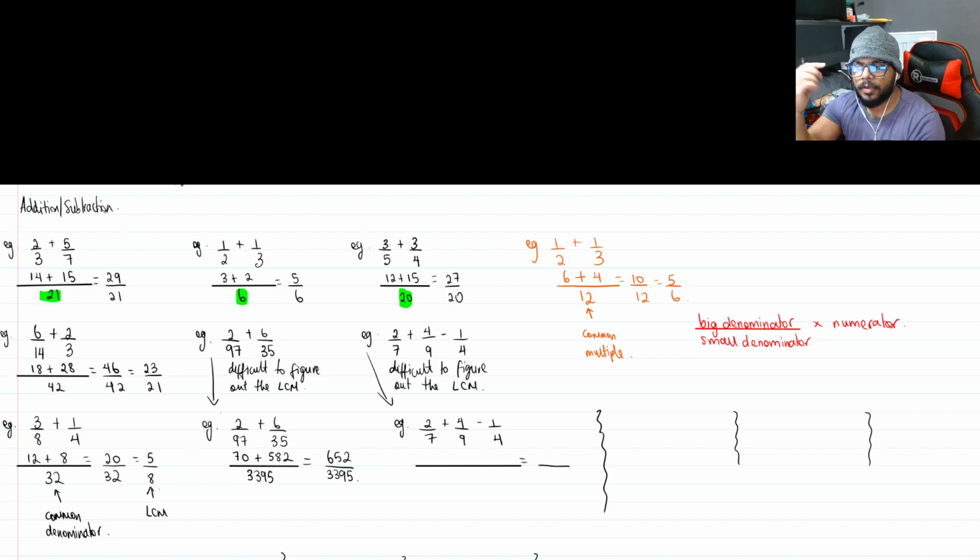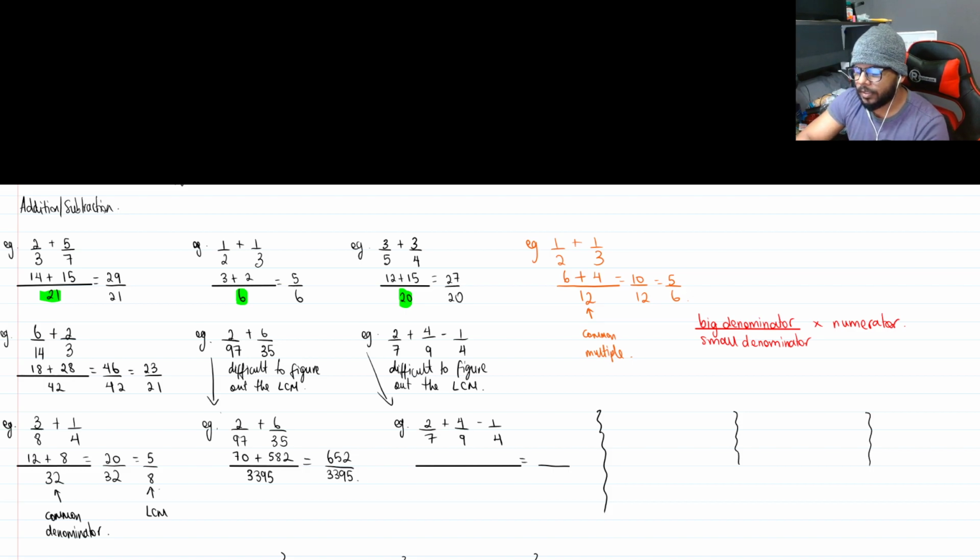Don't worry. In future classes, I will show you all tricks with your calculators where you can reduce this using a calculator. All you have to do is enter 652 over 3395 and it automatically reduces it for you. 3395. So this cannot be reduced. So that means that 3395 was my LCM. Right, let's try the next example.